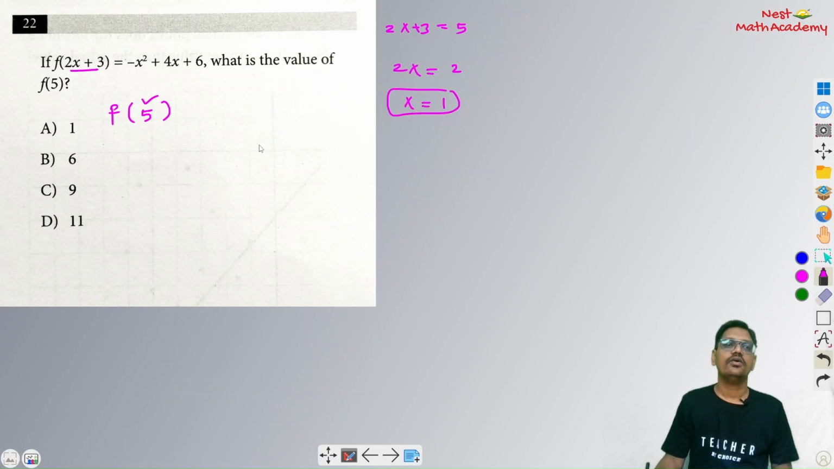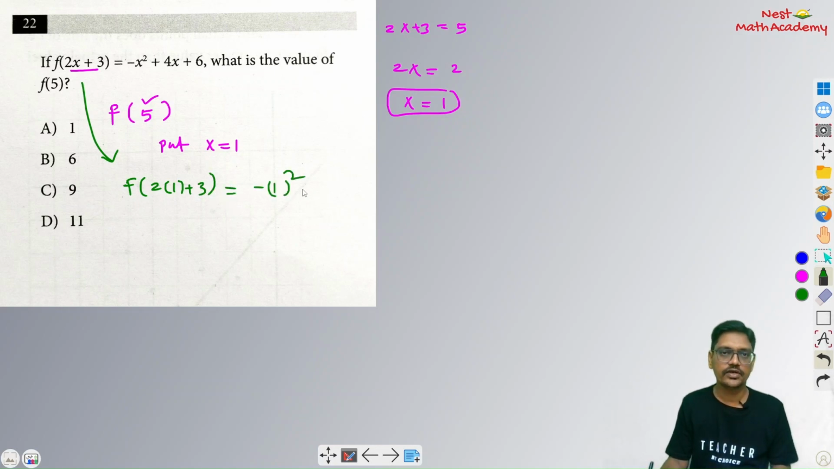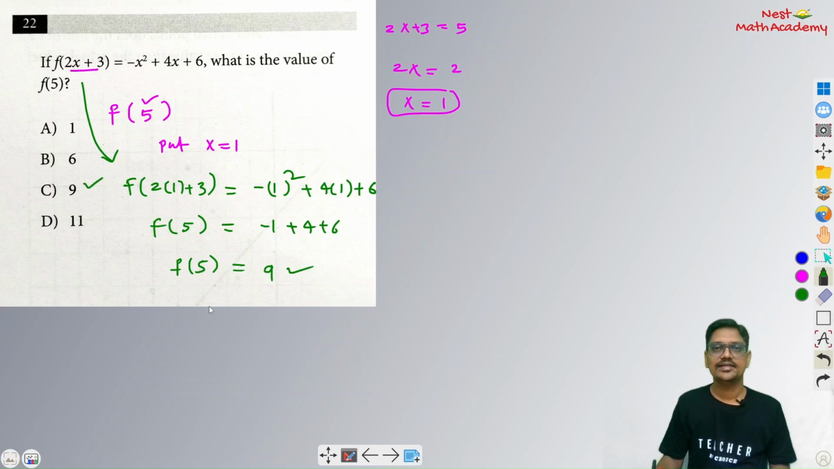x is equal to 1. Okay, if I want f of 5, I need to put x is equal to 1 on both sides. If I put x is equal to 1, it will become f of 2 times 1 plus 3, f of 5. On the right hand side also I'll do the same: minus 1 square plus 4 times 1 plus 6. This will become f of 5, that's what I'm looking for, equal to negative 1 plus 4 plus 6. 6 plus 4, 10, 10 minus 1, 9. So therefore f of 5 is equal to 9, option C.